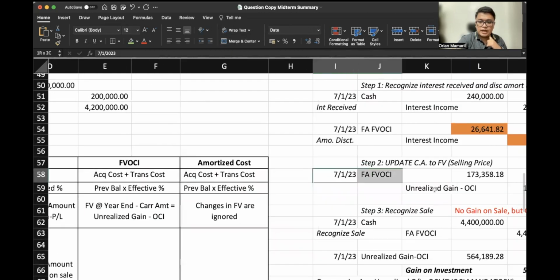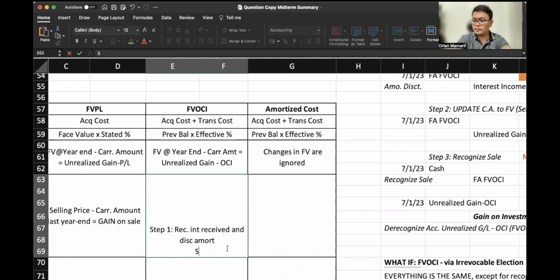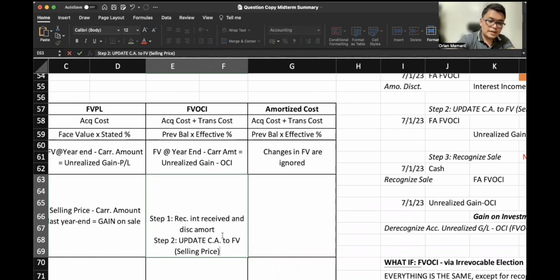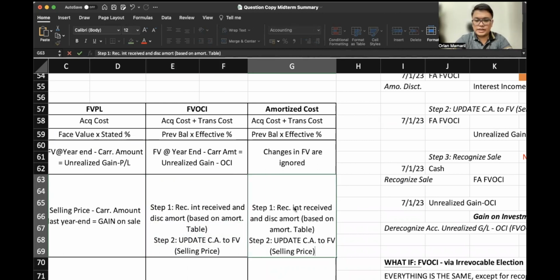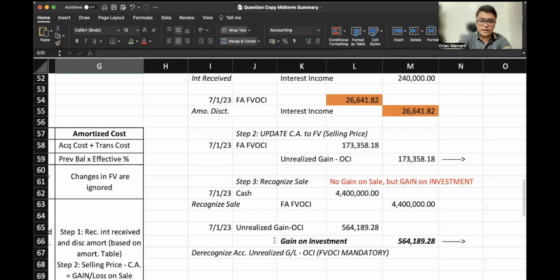Step two would be to update our carrying amount to match the fair value, which is the selling price. So let's put that here. Update carrying amount to fair value, which is the selling price. And this is all happening on the date of sale, right? And the discount amortization is always based on the amortization table. All right. For amortized cost, that's the same step, right? But no need to update the carrying amount to fair value. Instead, the selling price minus the carrying amount based on the amortization table would already be your gain or loss on sale. Notice here we have a step three, right?